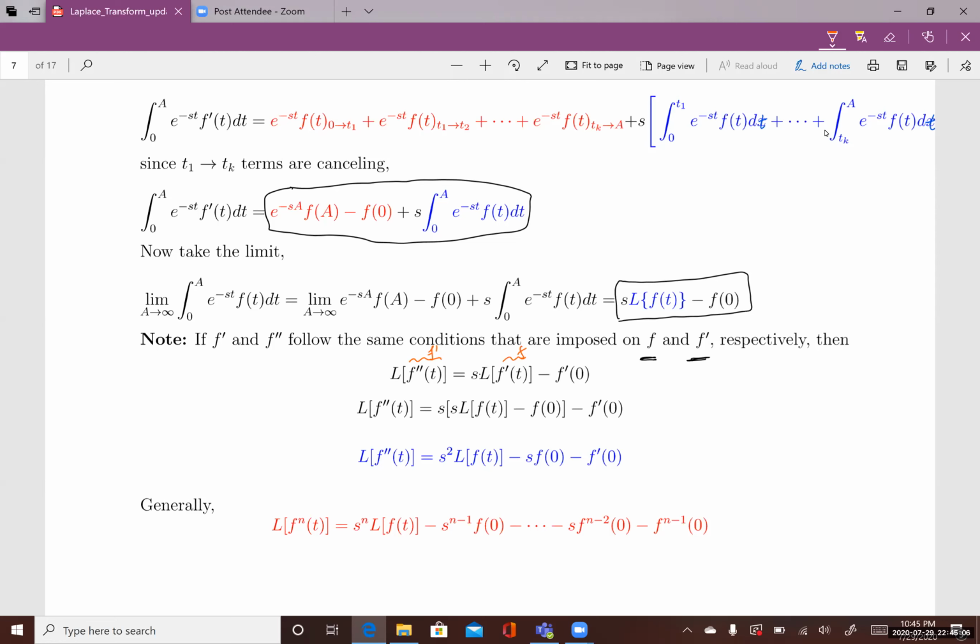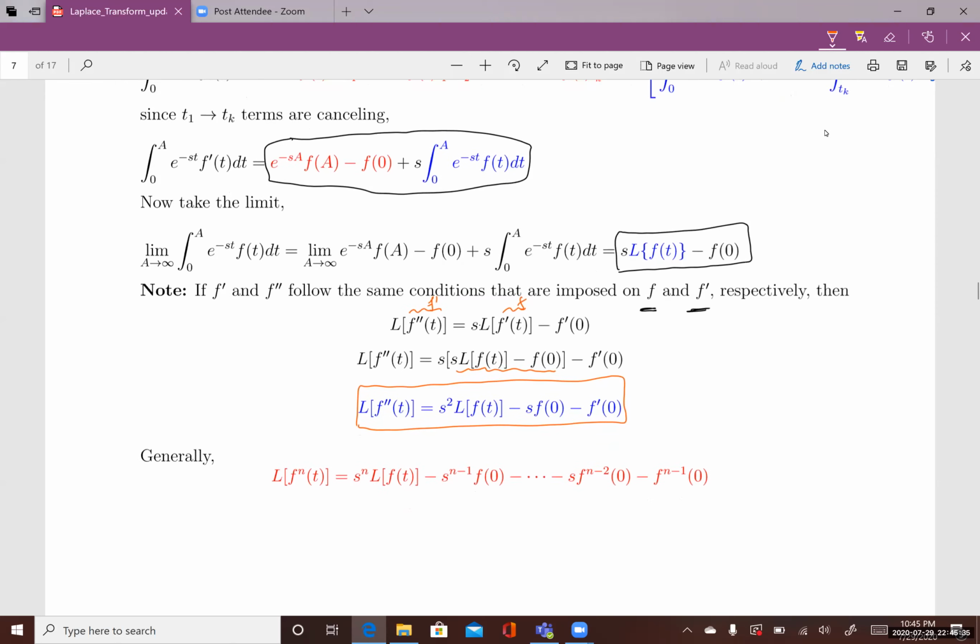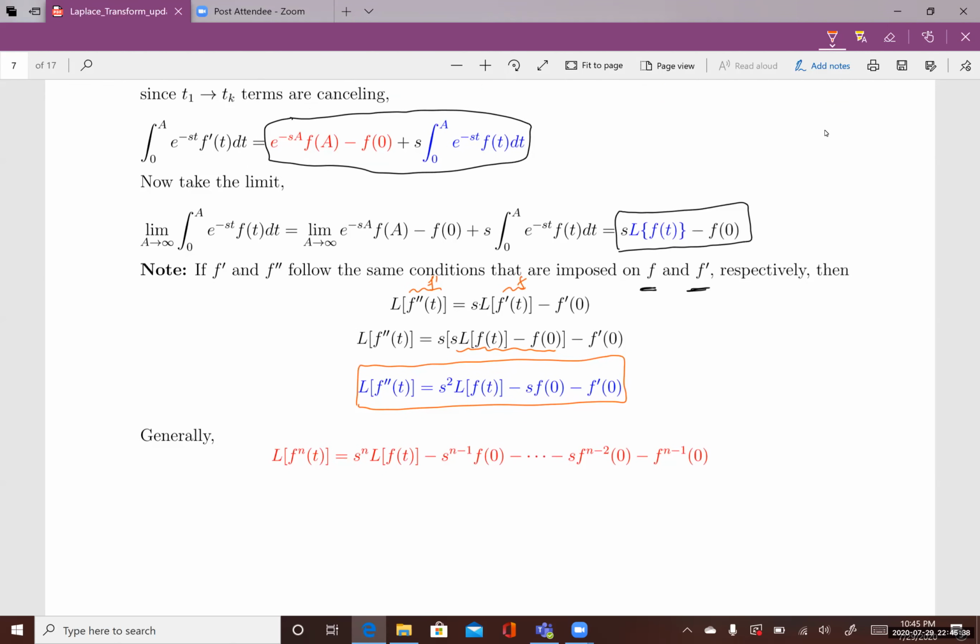And then from here, you know that the Laplace transform of f prime of t equals s times the Laplace transform of f of t minus f of 0. Then you can simplify this side to get s squared multiplied by the Laplace transform of f of t minus s multiplied by f of 0 minus f prime of 0. This is the Laplace transform of the second derivative of f of t. Generally, the Laplace transform of the nth derivative of f of t is given by this formula.